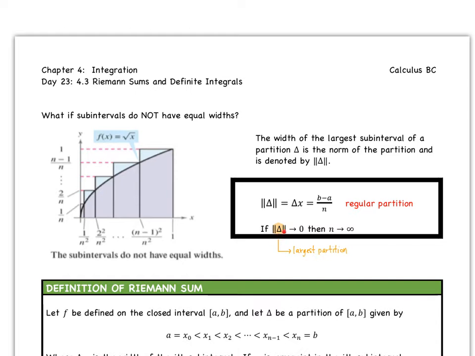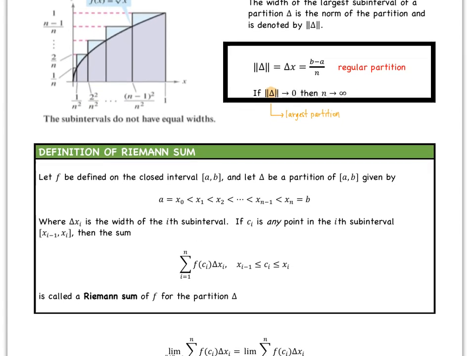But if our largest partition goes to 0, meaning the width or the base of our rectangle essentially goes to 0, then what that means is n, remember n is the number of rectangles that we have underneath the curve, goes to infinity, okay? So the width or the base of our rectangle goes to 0, meaning we have infinitely many rectangles essentially smashed together. So this leads us into some sort of Riemann sum definition, okay?